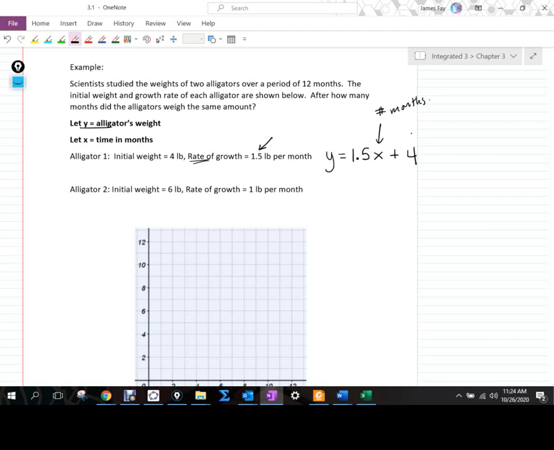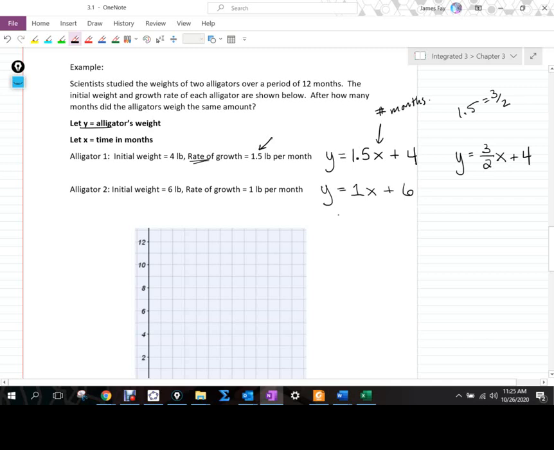You guys take a minute and come up with alligator 2 using the same logic. Figure out the equation for the weight of alligator 2. Just for graphing purposes, I took the 1.5 and rewrote it as 3 over 2 for this first one. So alligator 2, what's the coefficient that's going to be in front of your x? 1. And then you're going to add to that 6.